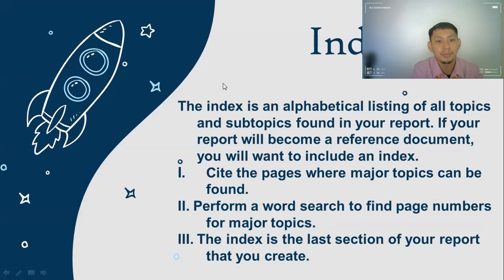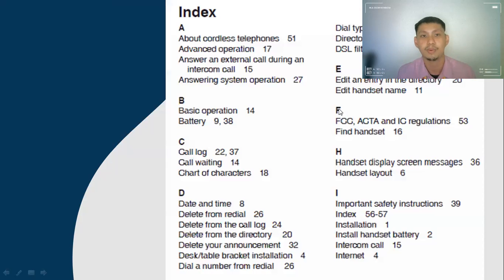Next, index. When we're talking about index, this is the alphabetical listing of all of the topics and subtopics found in your report. Now, the index's purpose is, of course, to help your future reports. So if you're going to make another report per month, you don't have to look at all of the reports. You just have to go to the index to know what things you have discussed in that particular report, so that you'll know where to enter on the next report. It can help you as a word search to find page numbers. The index is the last section of the report that you can create. This is an example of an index.